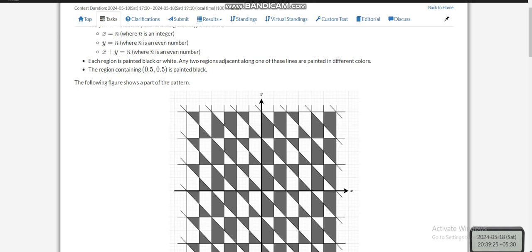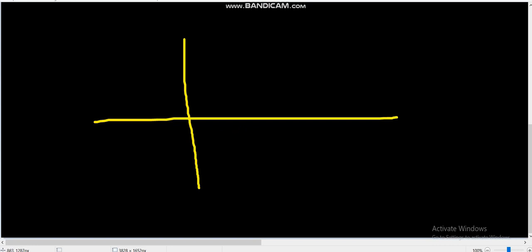Now you can see that this pattern, from x equals 0 to x equals 4, and y equals 0 to y equals 2, is repeating everywhere. So we will use this pattern to solve the problem. Okay, so let me draw this pattern on our blackboard. So this is x equals 0. Sorry, this is our y equals 0 line.